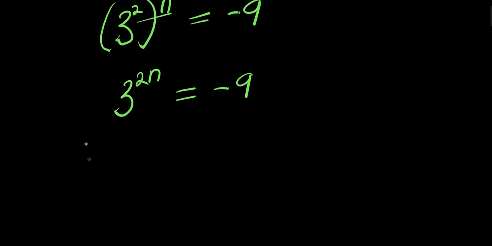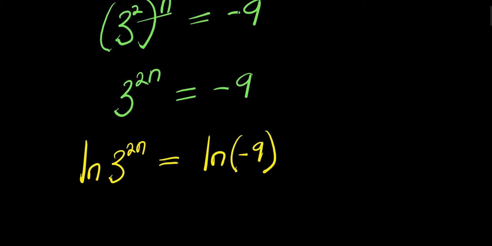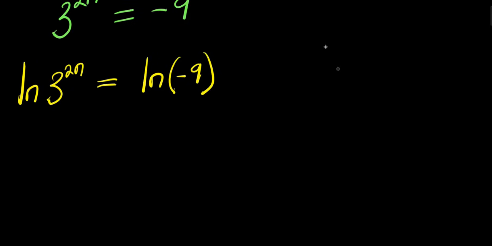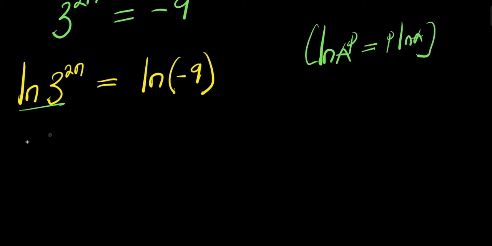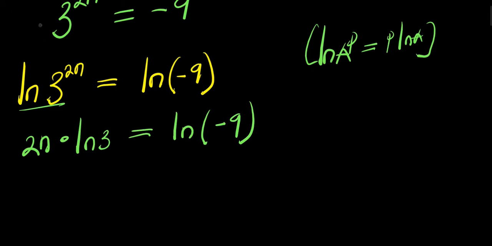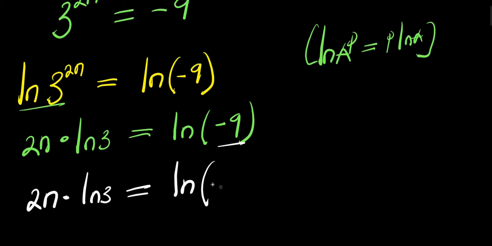We apply natural log: natural log of 3 power 2n equals natural log of negative 9. If you have natural log of a power p equals p times natural log a, applying that here, you have 2n times natural log 3 equals natural log negative 9. So from here, natural log negative 9 is simply natural log of negative 1 times 9.